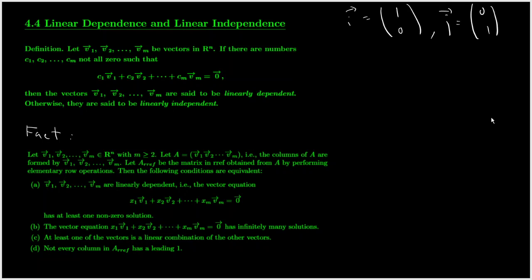Now these are the two vectors in R2. In this case, you're given two vectors. You try to understand that none of the two vectors is a linear combination of the other vector. i is not a linear combination of j. j is not a linear combination of i. In this case, we say the two vectors are linearly independent.